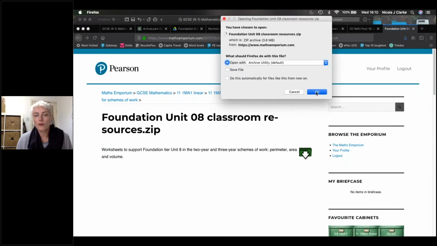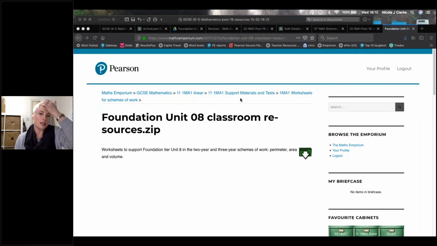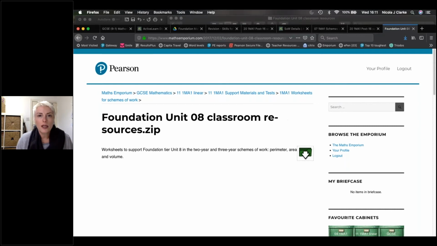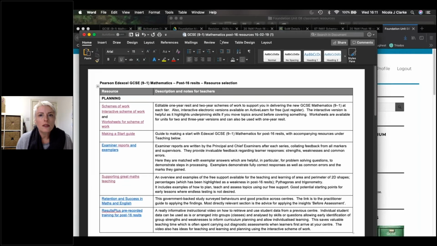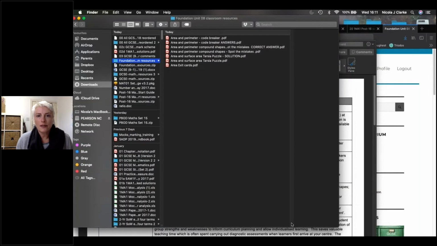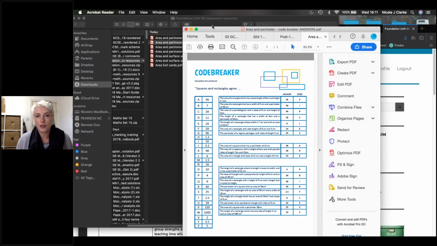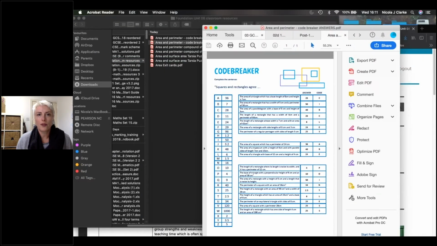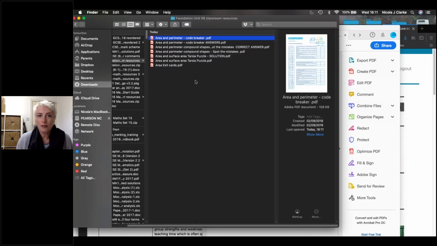perimeter, area and volume. So within this, it does say worksheets. It's not always worksheets. I'm just going to, there we are. So you've got here some tarsiers and code breakers. The code breakers are super. That's the answers. The learners have to work through and match their things. So they're from Just Maths, but they're again freely available.